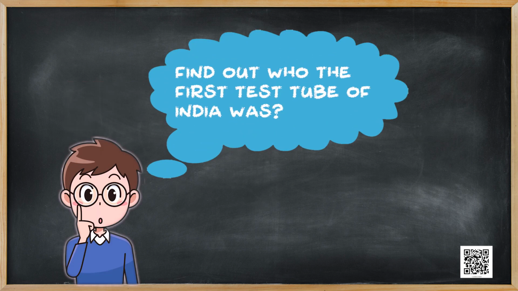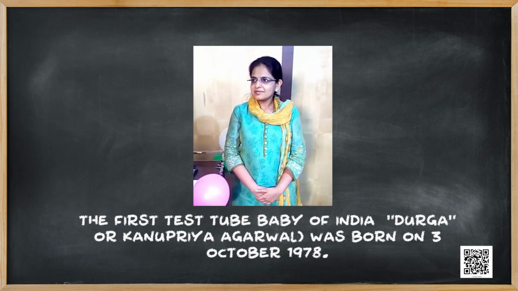Find out who was the first test tube baby of India. The first test tube baby of India, Durga or Kanupriya Agarwal, was born on 3rd October 1978. The embryos with more than 8 blastomeres are transferred into the uterus, commonly referred to as intrauterine transfer or IUT. The transferred embryo now completes its further development inside the body of the female.